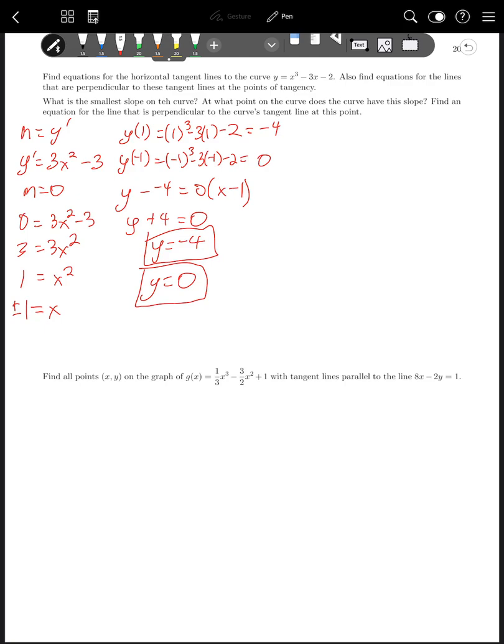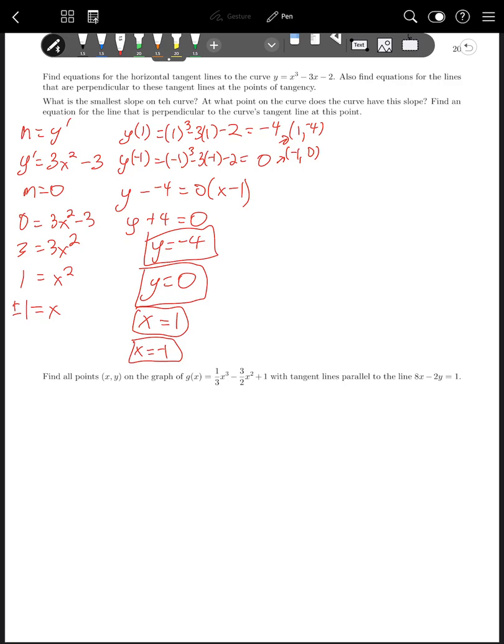Now, the other thing they ask for is the equations of the lines perpendicular to these. Well, lines that are perpendicular normally have opposite reciprocal slopes, but 0 does not have an opposite reciprocal. But one of the things you should know is horizontal lines are perpendicular to vertical lines. Well, what are the vertical lines that go through these points? The points 1, negative 4 and negative 1, 0. Well, they're simply x equals these two numbers. So the lines perpendicular at those points would be x equals 1 and x equals negative 1. And so that answers the first part of that question.